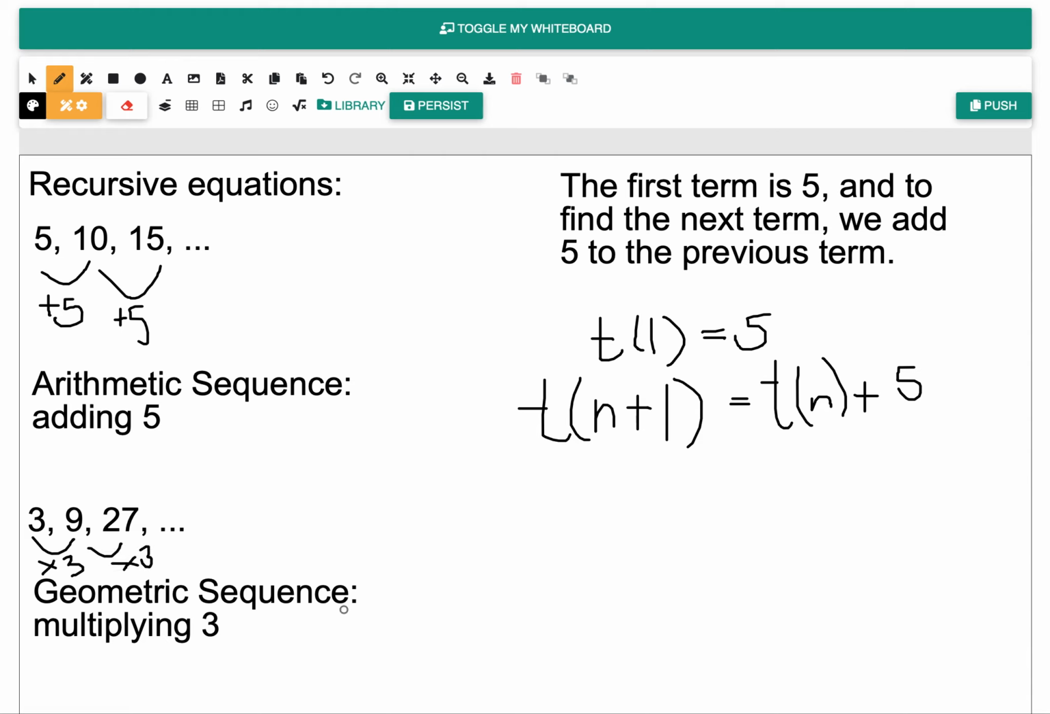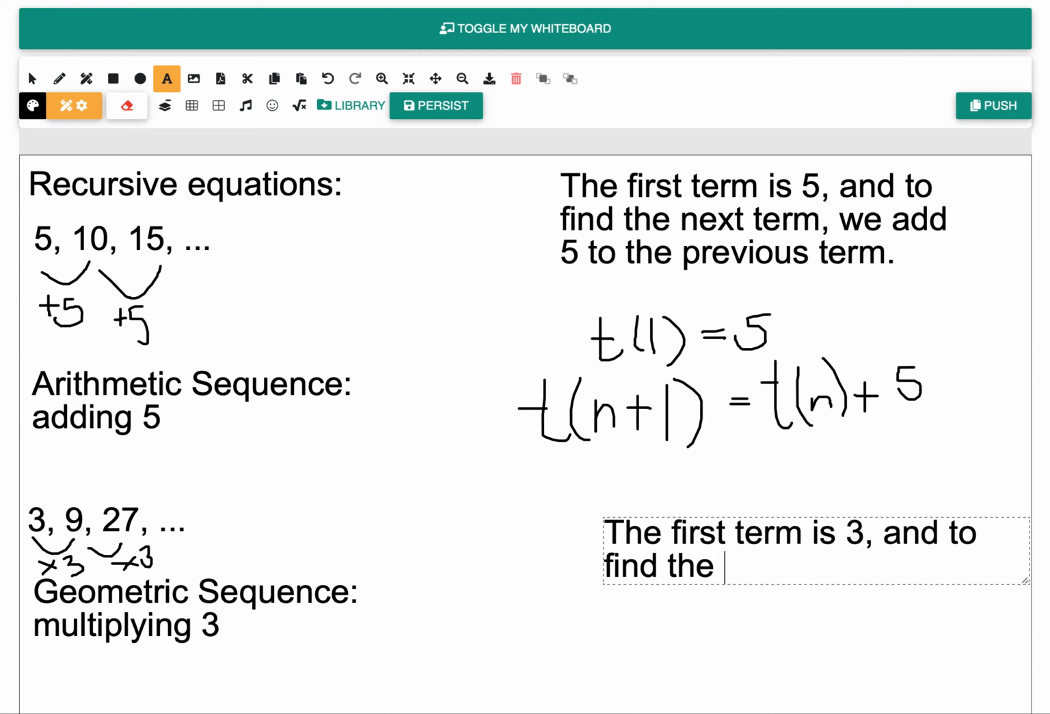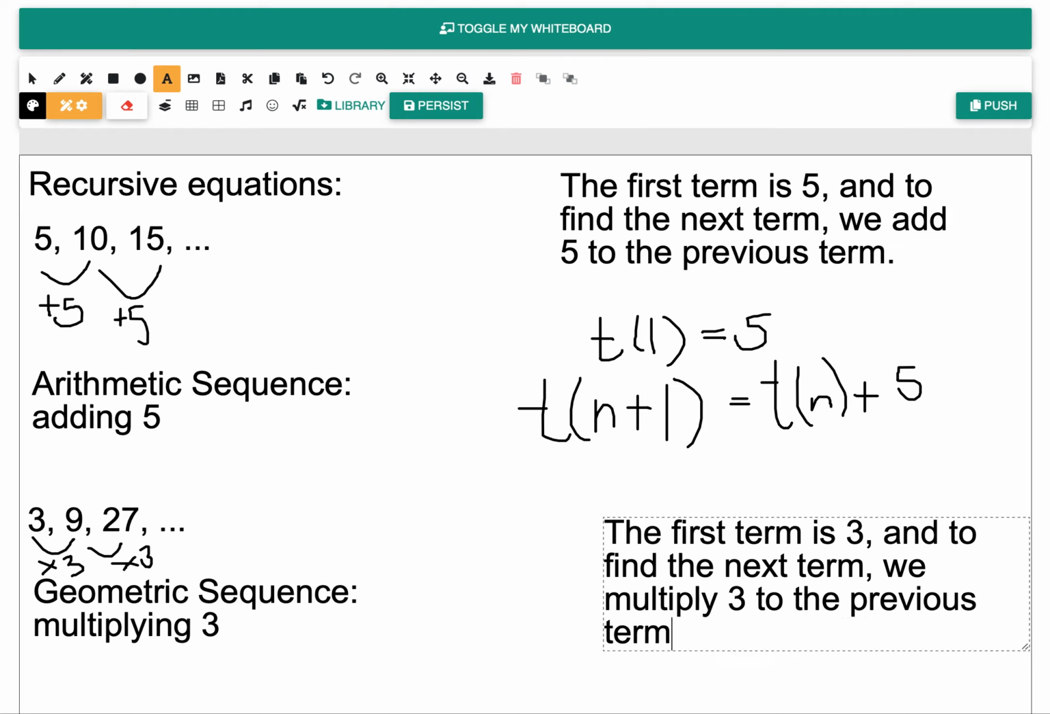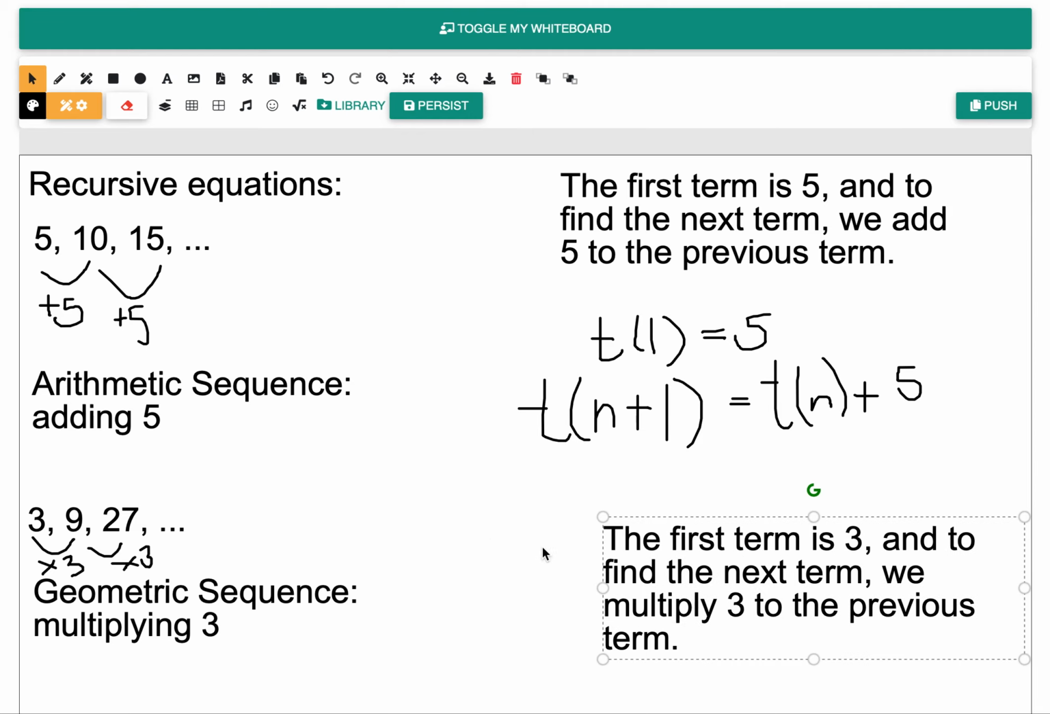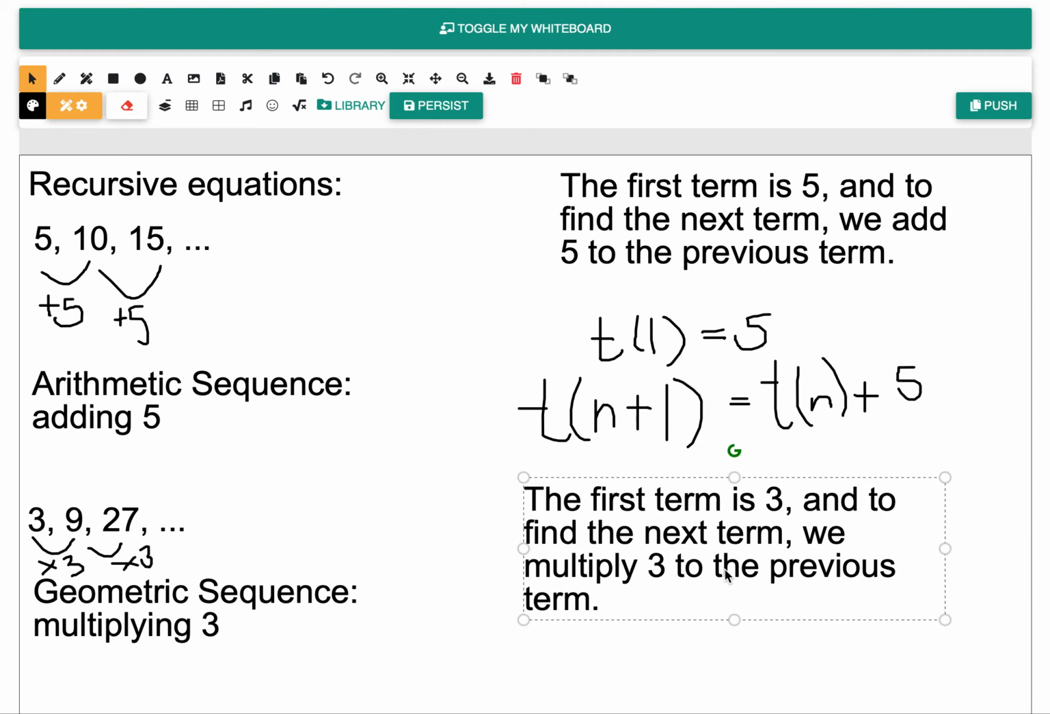Again, to write my recursive equation, I need to write my sentence frame. So the first term is 3, and to find the next term, we multiply the previous term by 3. Again, this is going to help us write down our recursive equation.